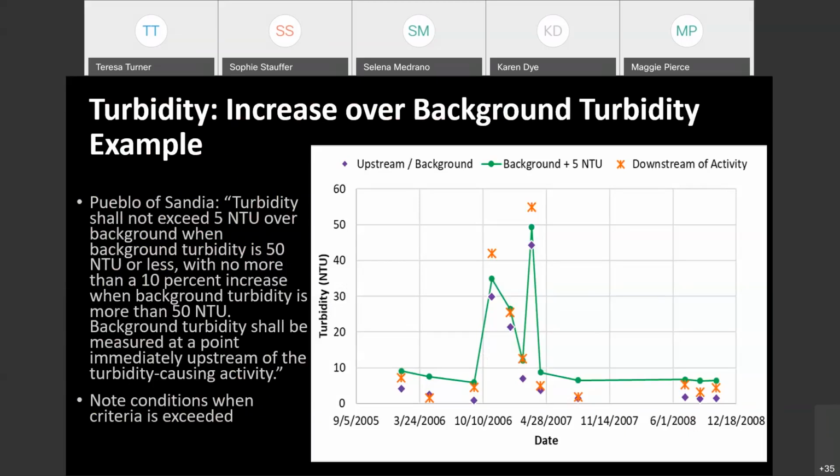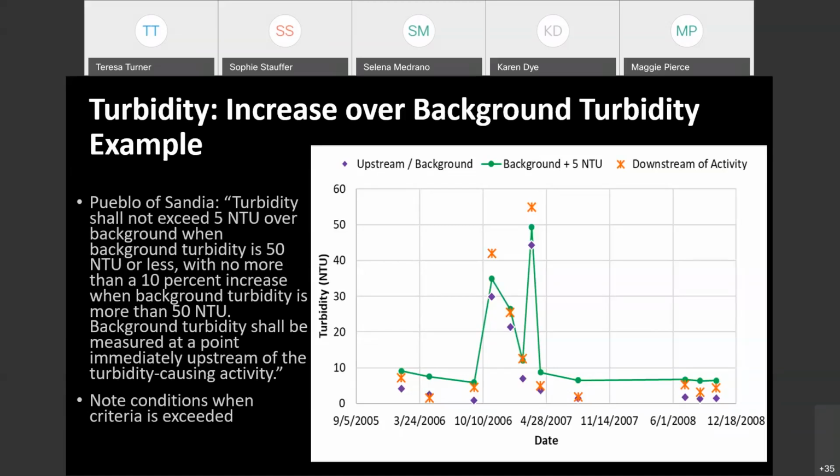So now we're going to look a little bit more closely at turbidity criteria from the Pueblo of Sandia. On the left, we've written their turbidity criteria. It's quite complicated. It reads, turbidity shall not exceed 5 NTU over background when background turbidity is 50 NTU or less, with no more than a 10% increase when background turbidity is more than 50 NTU. Background turbidity shall be measured at a point immediately upstream of the turbidity causing activity.